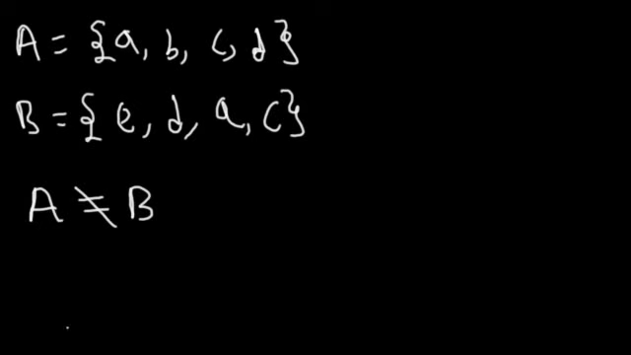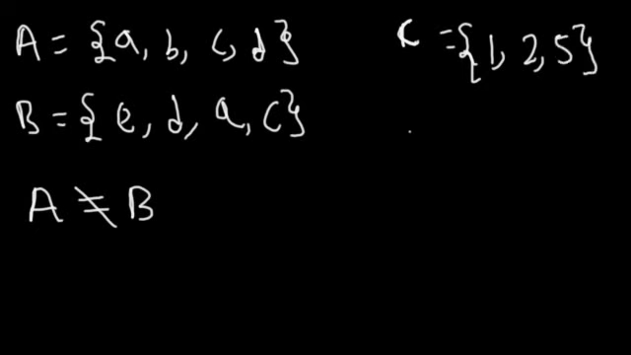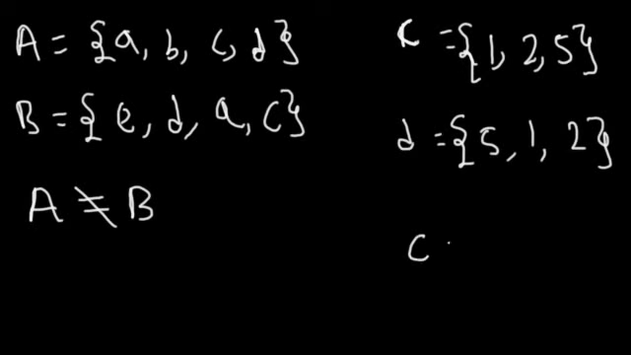Now let's try to work out one more example involving that. So let's say we have set C to be equal to the set that includes elements 1, 2, 5, and we have another one, set D, that includes elements 5, 1, 2. Now are these two sets equal? Now it turns out that both their elements are the same. So therefore set C is equal to set D. So hopefully you guys are now familiar with how to show if two sets are equal or not.